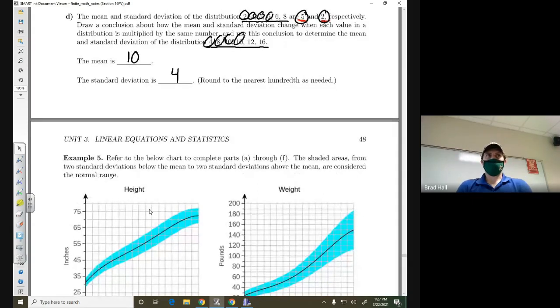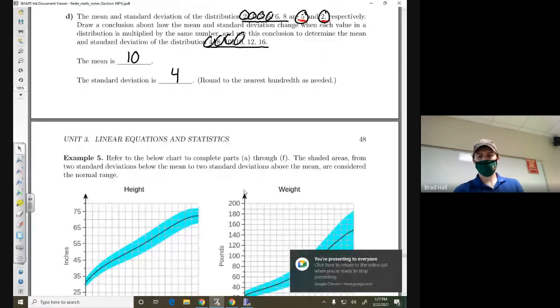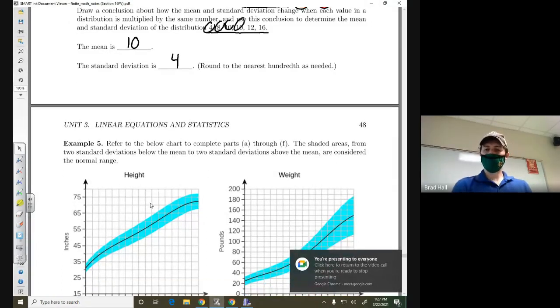Does anyone have any questions before we move on to the next example? If not, let's look at example 5.